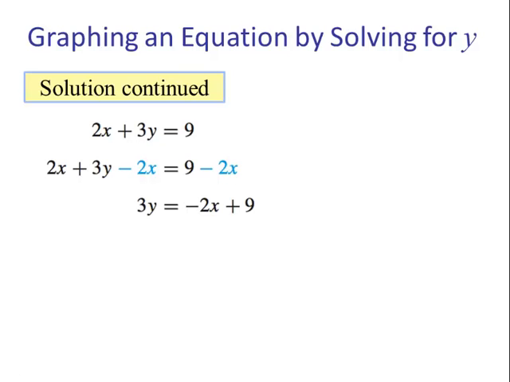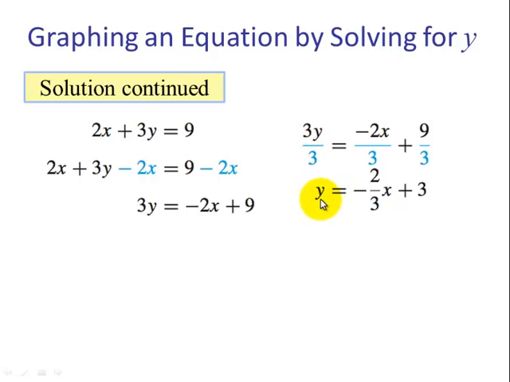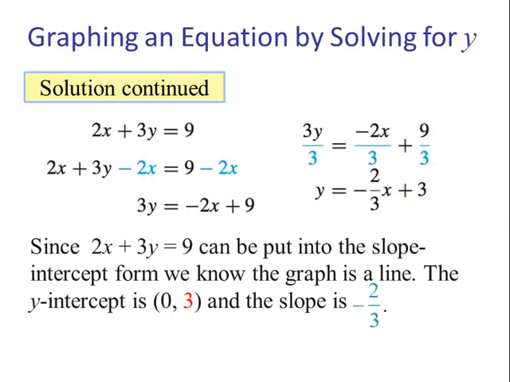Now the next step is we need to eliminate the 3, and since the 3 is multiplying the y, we are going to do the opposite and divide. And again, we have to do it to both sides of the equation. So we divide by 3, and every term on the right hand side gets divided by 3. Simplifying, the 3's cancel, we're left with y equals negative 2x divided by 3, which is the same thing as negative 2/3 x, plus 9 divided by 3 is 3. So since 2x plus 3y equals 9 can be put in slope-intercept form, we know that it's a line.